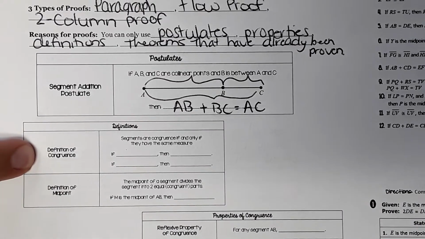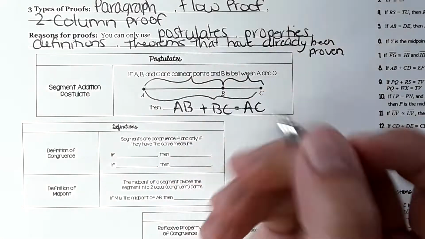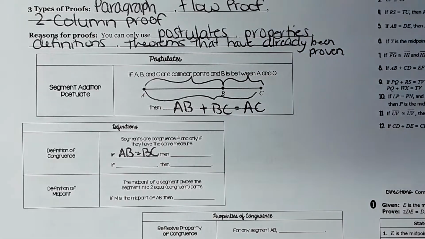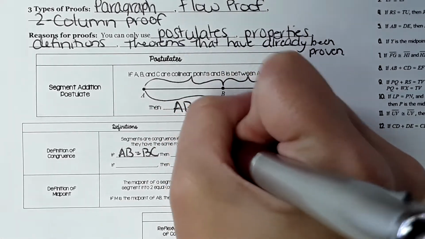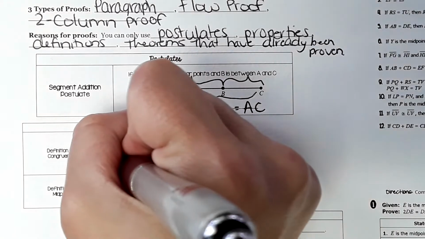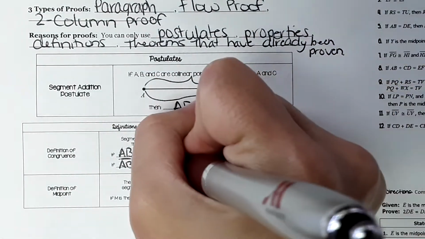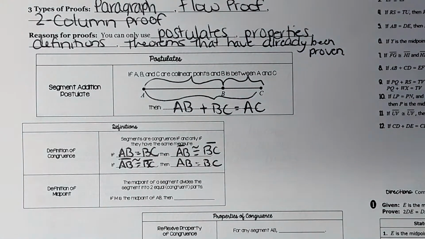Definition of congruence means that segments are congruent if and only if they have the same measures. So for example, if the length of AB equals the length of BC, then AB is congruent to BC. And also the other way, if AB is congruent to BC, then the length of AB is equal to BC. Congruent means the same shape and size. When we're talking about segments, it means that they're the same length.